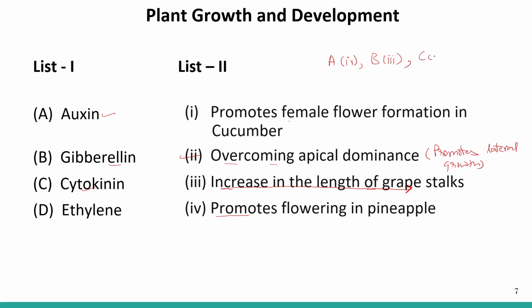Now coming to the last option, ethylene. Ethylene promotes female flower formation in cucumber, and this leads to the increase in the yield. All right, so option D should be 1.